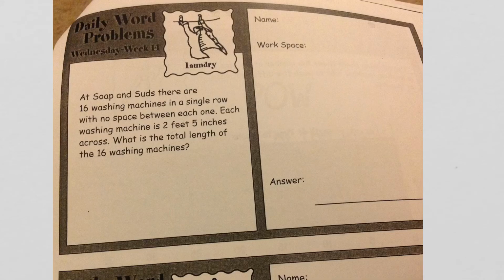All right, let's look to Wednesday. At Soap and Suds, there are 16 washing machines in a single row with no space between each one. Each washing machine is 2 feet 5 inches across. So what's the total length of those 16?